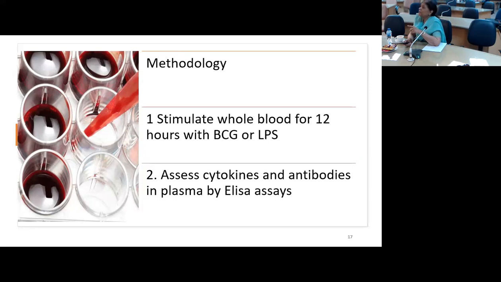BCG, because we were looking at BCG responses, trained immunity, that's what we were interested in. Does it last beyond 5 years? And what we measured in this were cytokines and antibodies. So the cytokines that we measured were the ones that were released mostly by innate cells. Of course, if it's a 12-hour culture, whatever is getting activated has to be an immediate response, and it has to be part of the innate system. So that's the reason this 12-hour culture was very important.